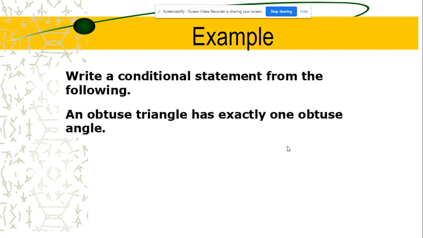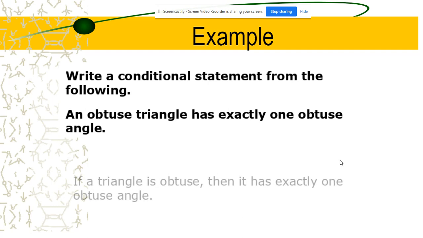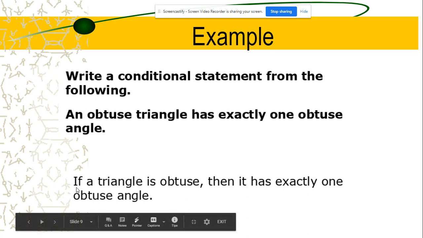So let's practice writing a conditional statement from the following. An obtuse triangle has exactly one obtuse angle. There are no ifs in this statement at all, but we can insert them. You just have to decide what is the hypothesis and then what is the conclusion based on that hypothesis. So I can add my word if. If a triangle is obtuse, then it has exactly one obtuse angle.